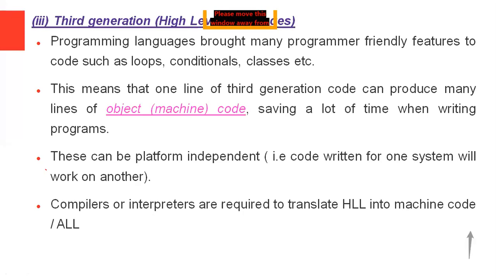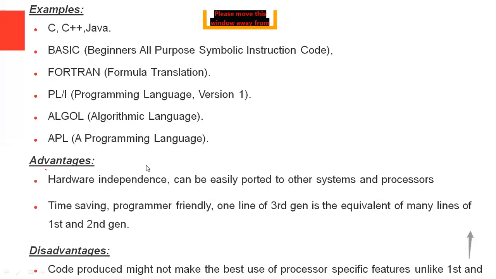So compilers can convert the entire source program into machine code. Interpreter can convert the source program line by line into machine code. So that is the difference between compilers and the interpreters. So this is the third generation language. So in this third generation language, we have some advantages as well as disadvantages. So what are the advantages?